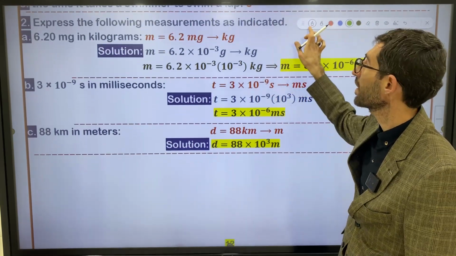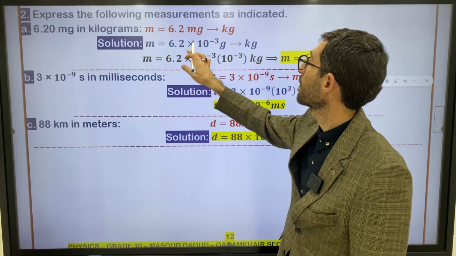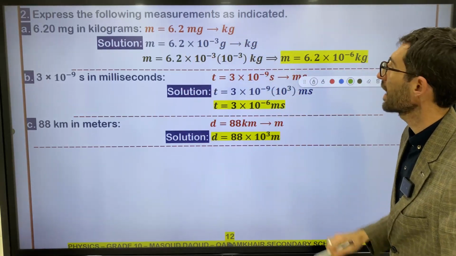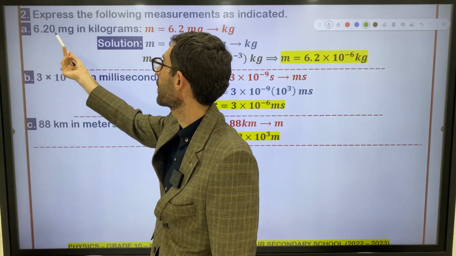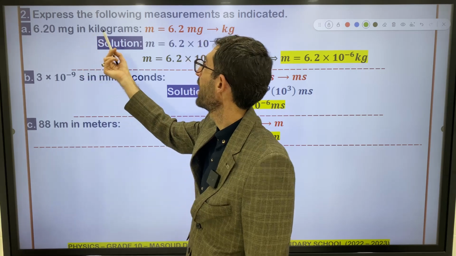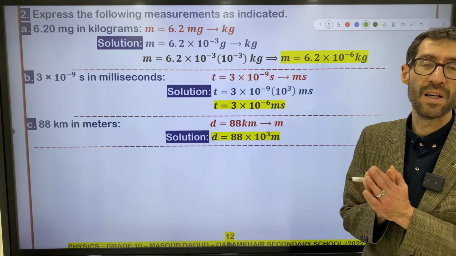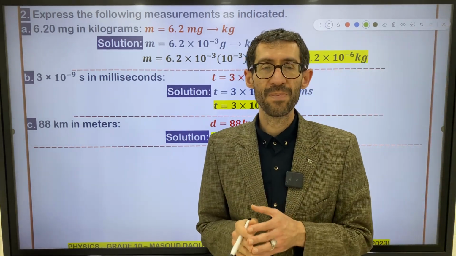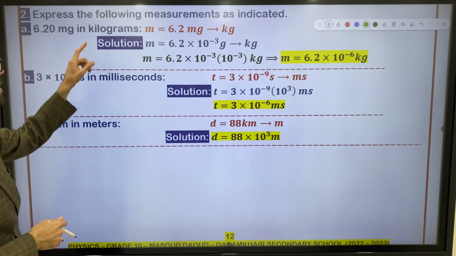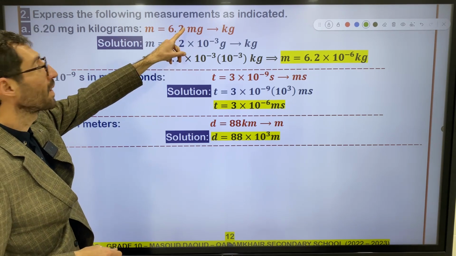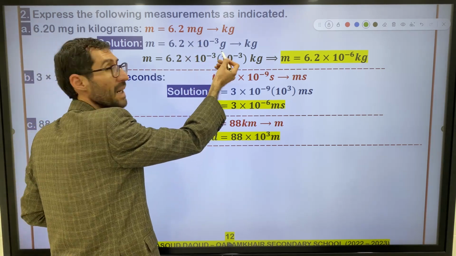Express the following measurements as indicated. We have a conversion here. We want to express the first one, 6.220 milligrams, in kilograms. In this situation we have two prefixes, one on each side, so it takes more than one step. Firstly, just write the value of milli. Milli becomes 10 to the power negative 3, right? So gram remains as it is.